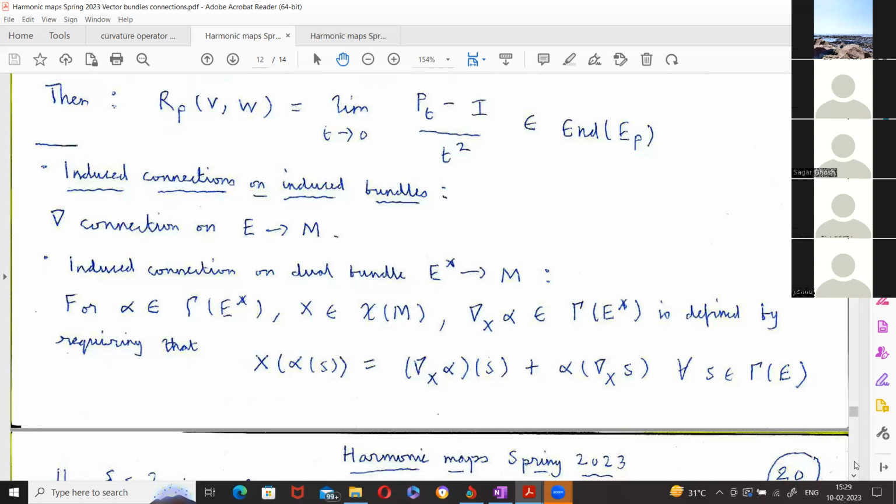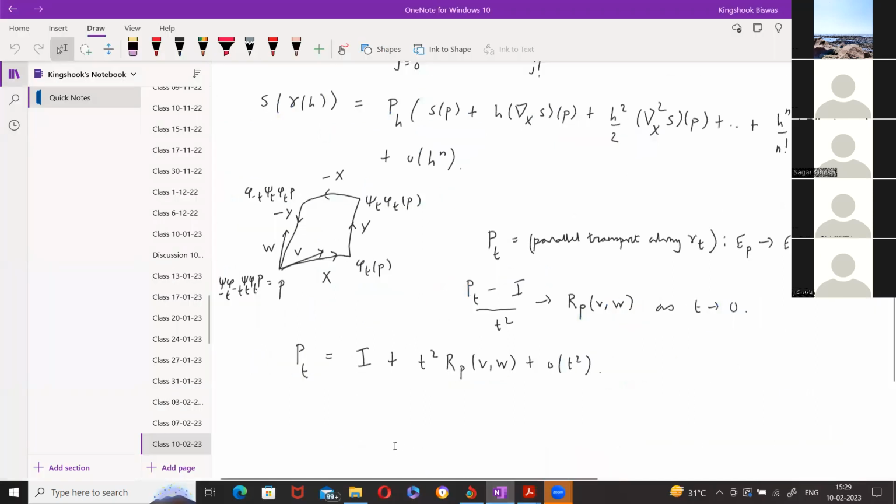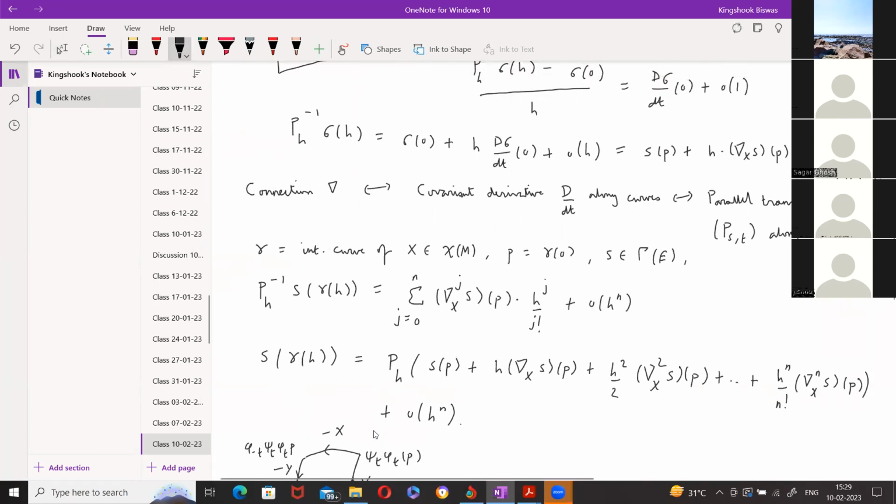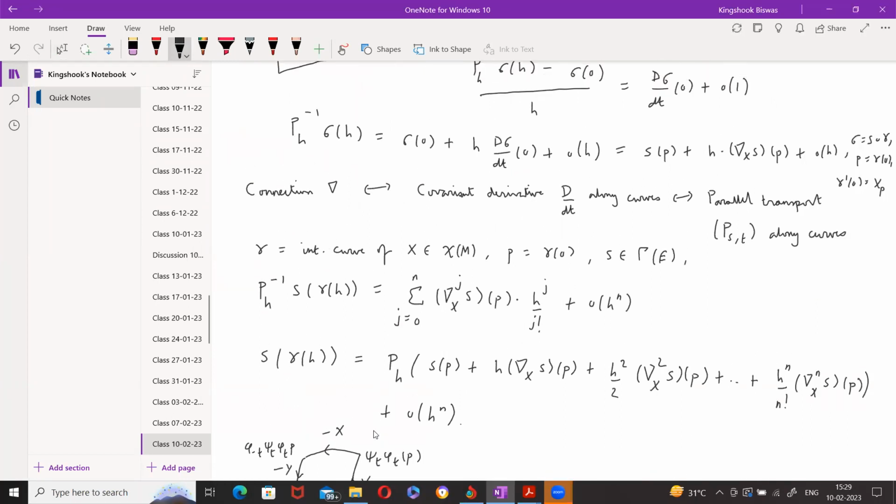Okay, if this seems a bit abstract, you can think of the connection on the dual bundle as actually coming in this way also. The connection on the dual bundle, you can get it using parallel transport. Remember, we said that the data of the connection was equivalent to the data of parallel transport, right?